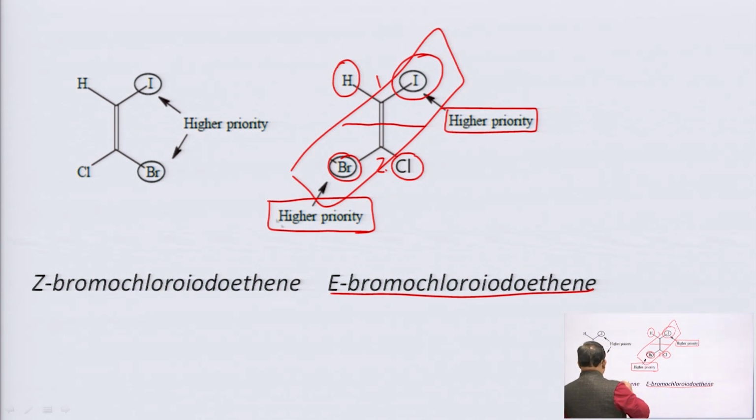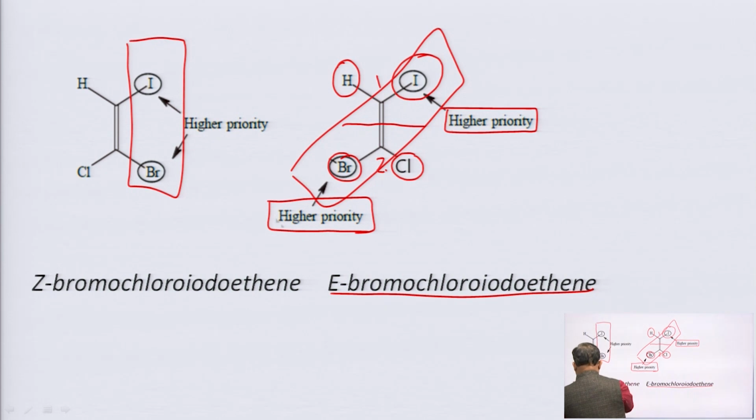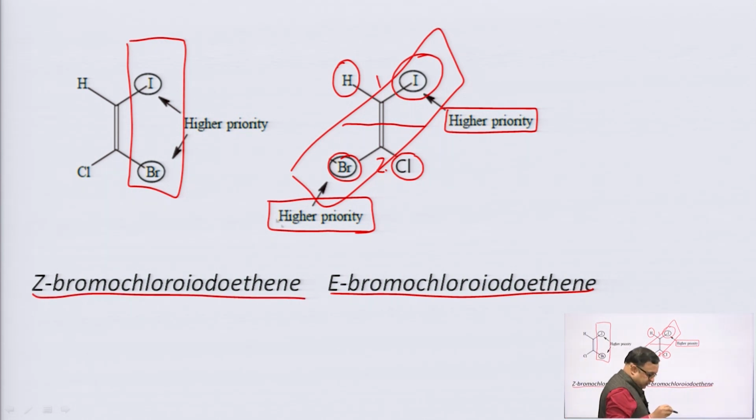But in this case, if we see, iodine and bromine are present on the same side. So, we are calling it Z-bromochloroiodoethene. So, I think using this example, you must have an idea how to proceed with the EZ system of nomenclature. If the higher priority groups are present on the same side, then we call it Z. If they are present on the opposite side, we call it E.